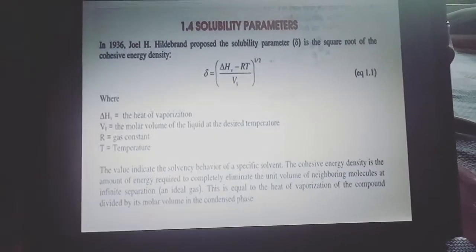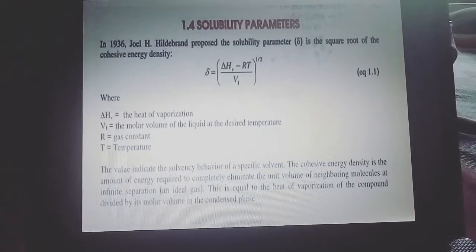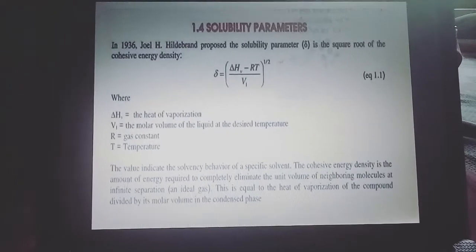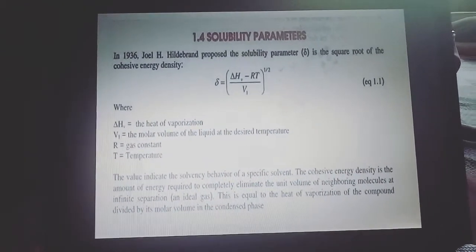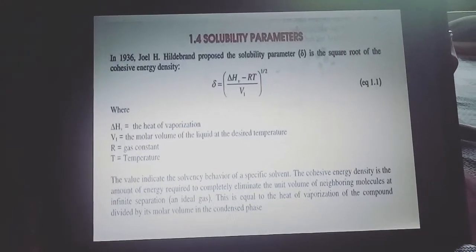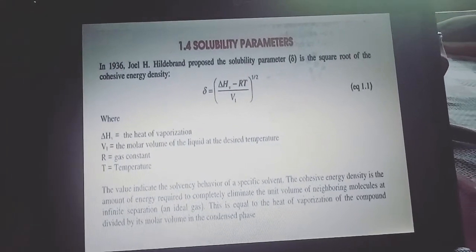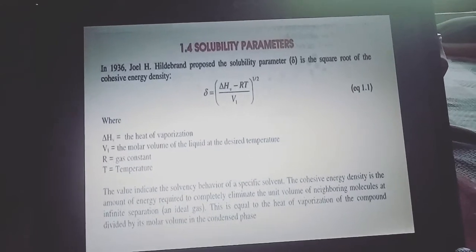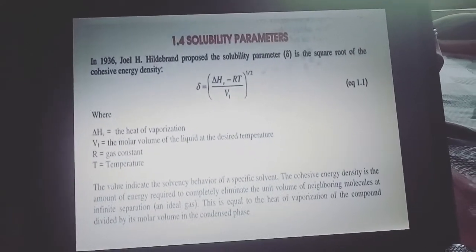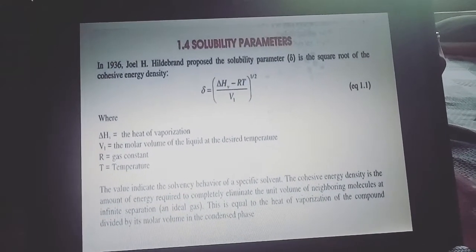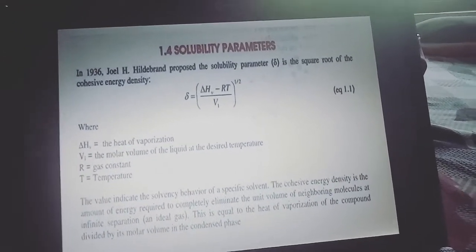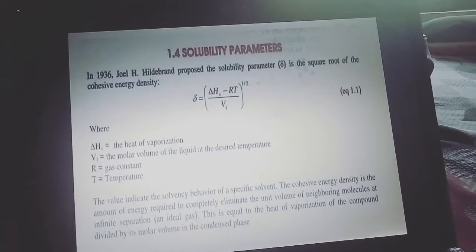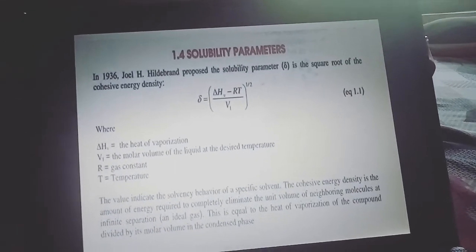Now the next topic is solubility parameters. There are various solubility parameters. Students, in 1936 Joel H. Hildebrand proposed the solubility parameter, that is delta. Delta is the square root of the cohesive energy density. You can see the formula. Delta is equal to delta HV minus RT upon V1, raised to the power half, or under root.